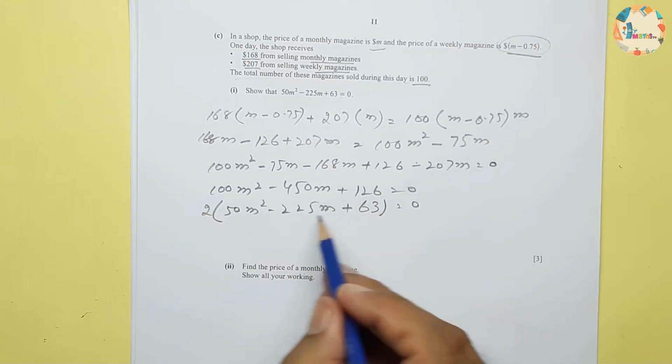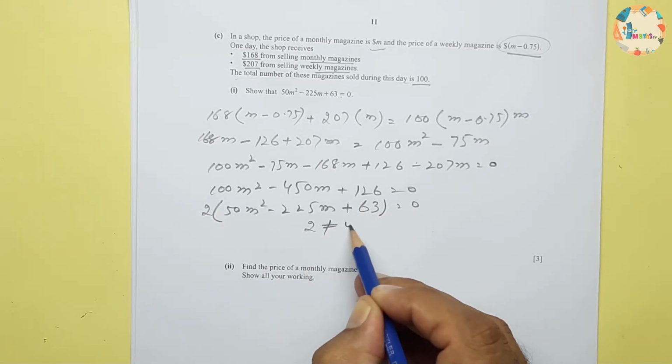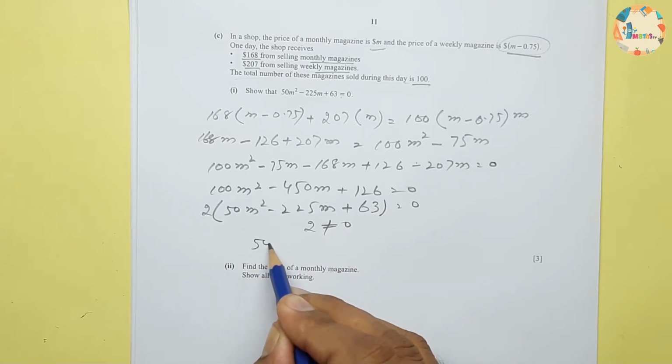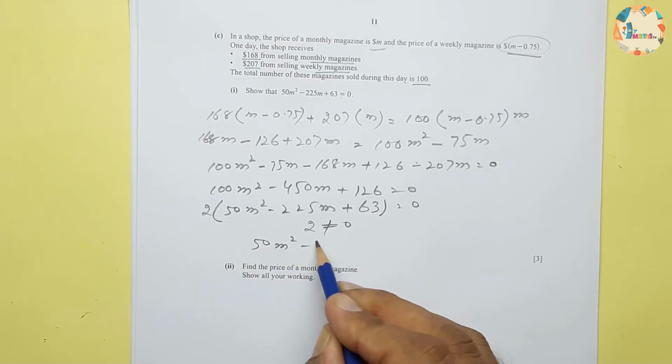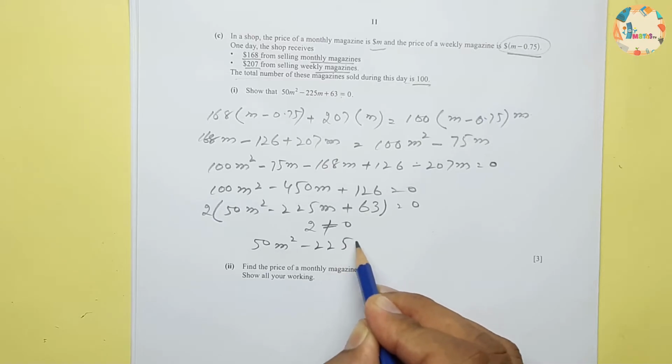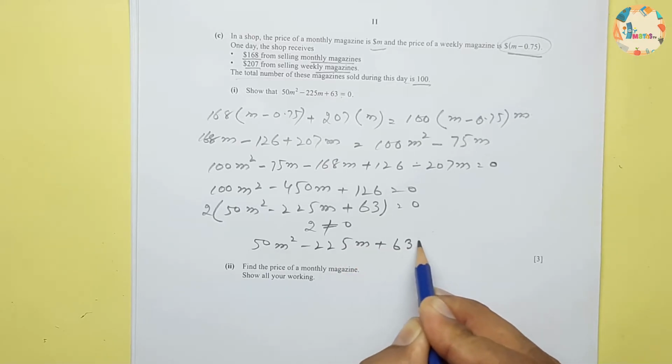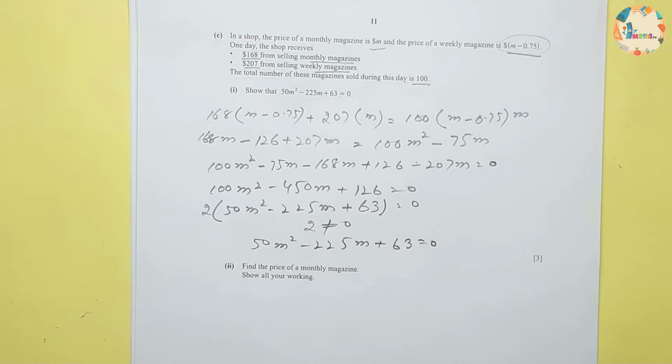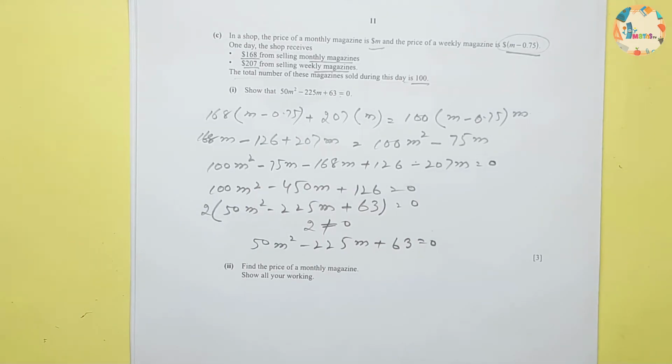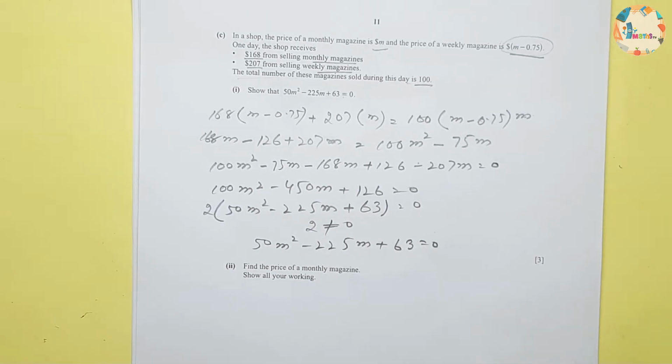So 2 cannot be equal to 0. We can write 2 is not equal to 0. So this implies 50m squared minus 225m plus 63 is equal to 0, which was supposed to be proved, which we have done. Then find the price of a monthly magazine.